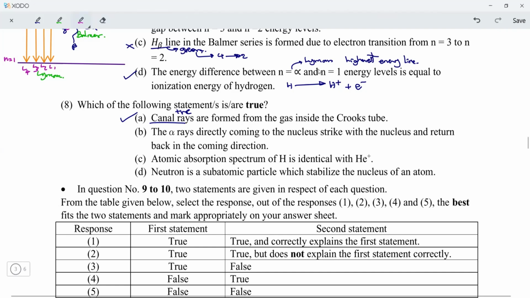Cathode ray tube, another name is Crookes tube. Cathode ray tube, then Crookes tube, or you can say discharge tube also.